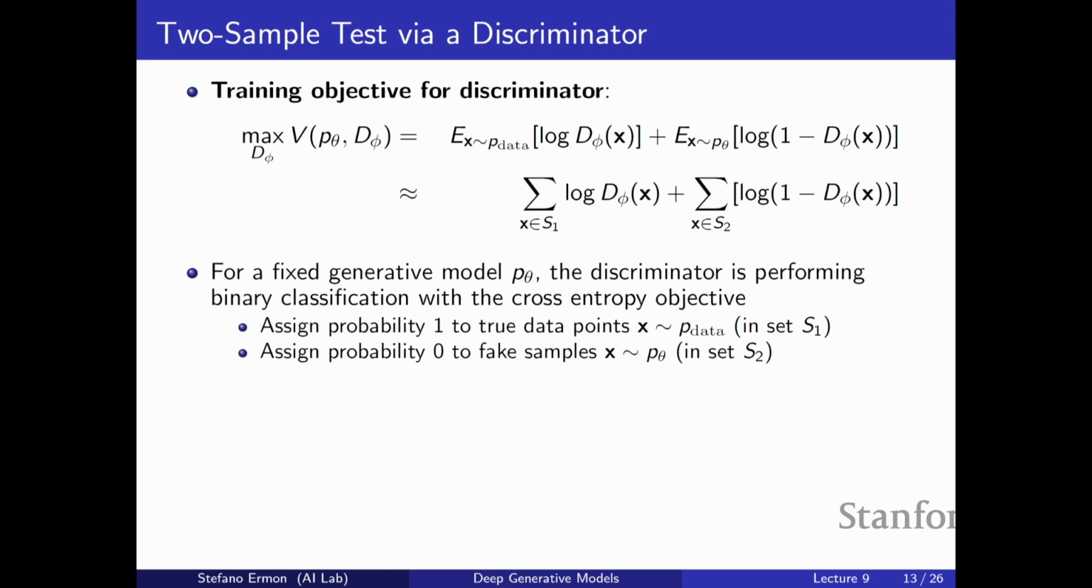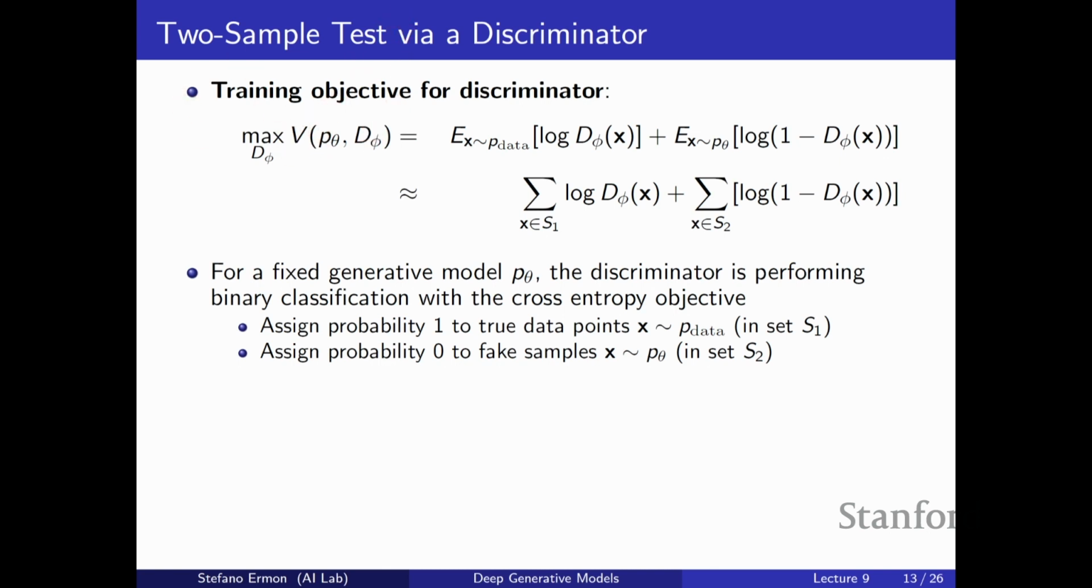And that's equivalent to basically trying to do as well as it can at distinguishing real samples from fake samples, which are coming from P theta. The reason we have this V is that we're going to also try to optimize this function with respect to theta because we want to train the generative model. And so what will show up later is basically a mini-max optimization problem where we're going to optimize this V both with respect to theta and with respect to phi.